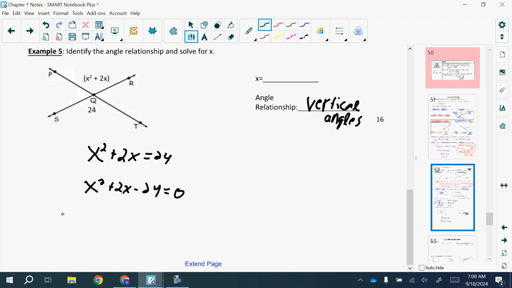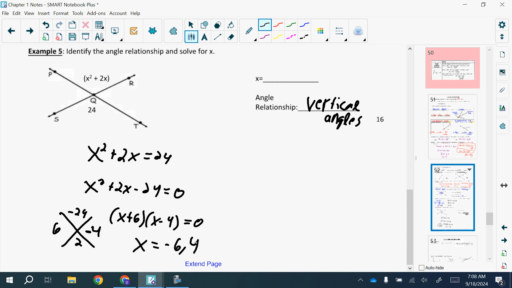So we're going to have to factor two numbers that multiply to be negative 24 and add to be 2. We should look at 6 and 4. The sum is positive, so that means our bigger number should be positive. So this goes to x plus 6 times x minus 4 equals 0. Solve for x, so we get x equals negative 6 and positive 4.